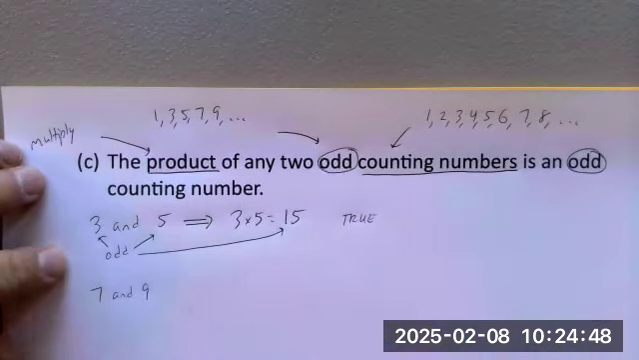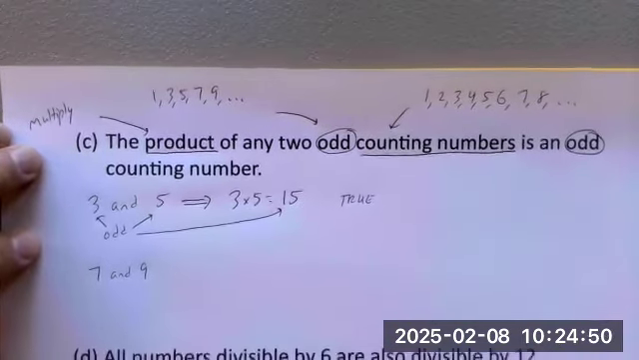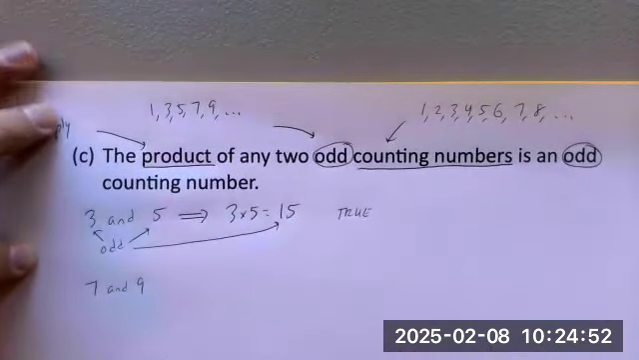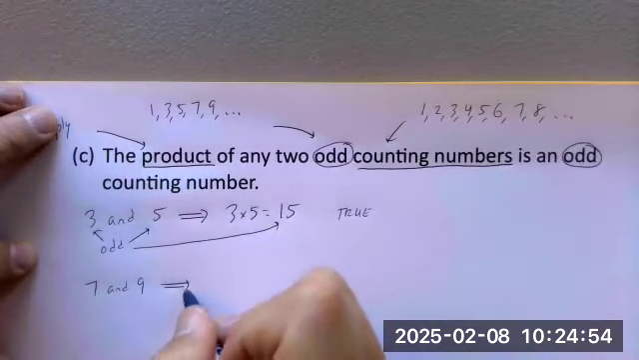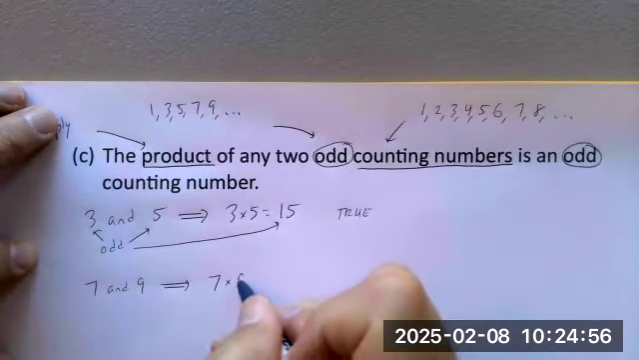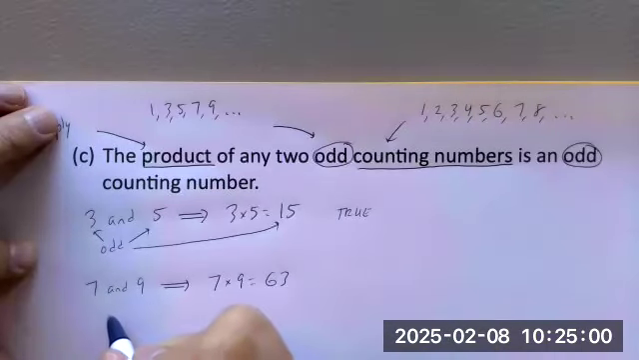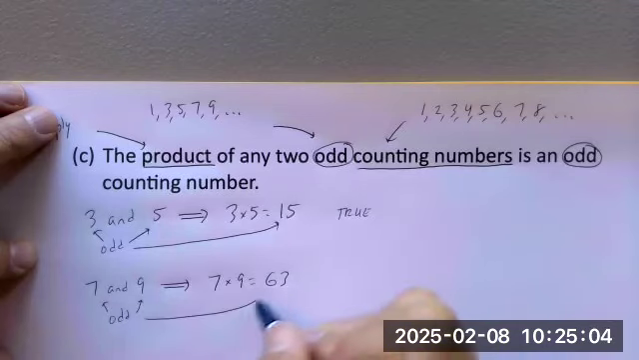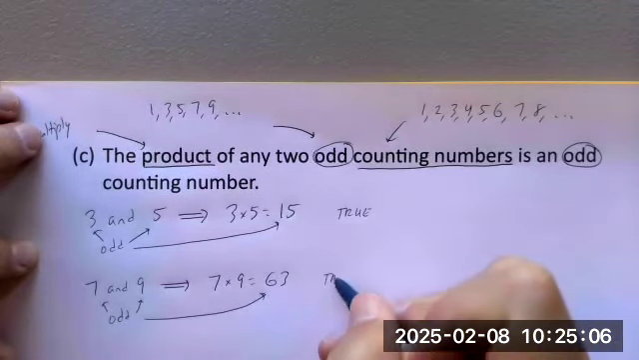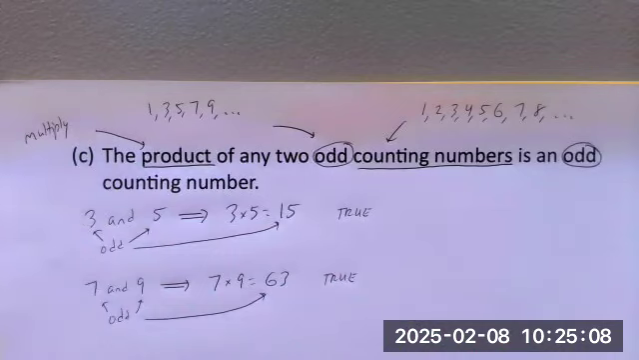7 and 9. I just made up two other odd numbers. Let's see what happens when I multiply 7 and 9. 7 times 9 is 63. All of those are odd, right? We took two odd numbers, we multiplied them together, we got an odd number. At the moment, we're still leaning towards true, right? There's nothing that we've seen that would make us say false to this statement.